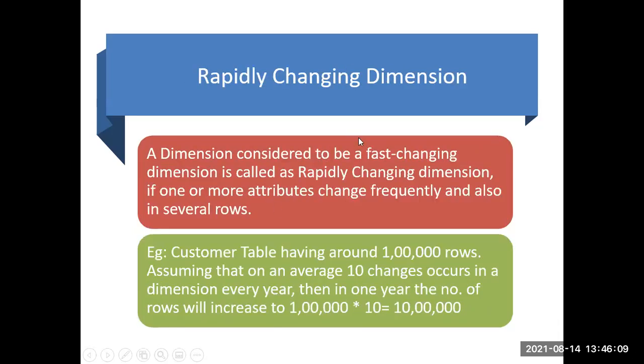Rapidly changing dimension. Very fast. You are not supposed to wait. A dimension considered to be fast changing is called a rapidly changing dimension, if one or more attributes change frequently and also in several rows. So that we have to say rapidly changing. Customer table having around 1 lakh rows, assuming that on average 10 changes occur in a dimension every year, then in 1 year the number of rows will increase 1 lakh into 10. That will become 10 lakhs, which is very fast.